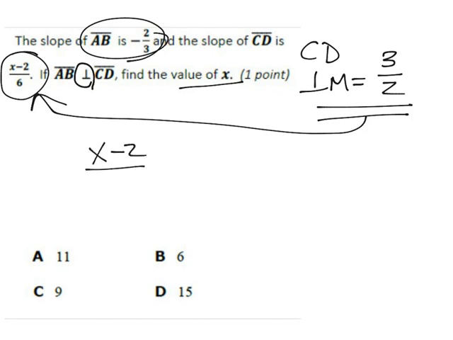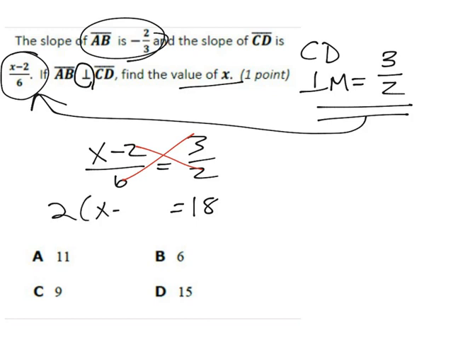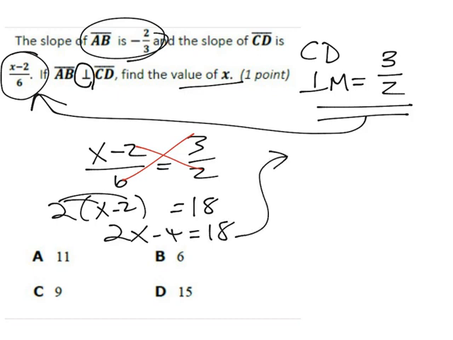So we say x minus 2 over 6 equals 3/2. Go ahead and cross multiply. We used to call it the butterfly method. We don't do that anymore. We're in high school now. And we say 18 equals 2 times x minus 2. I distribute, I get 2x minus 4 equals 18.